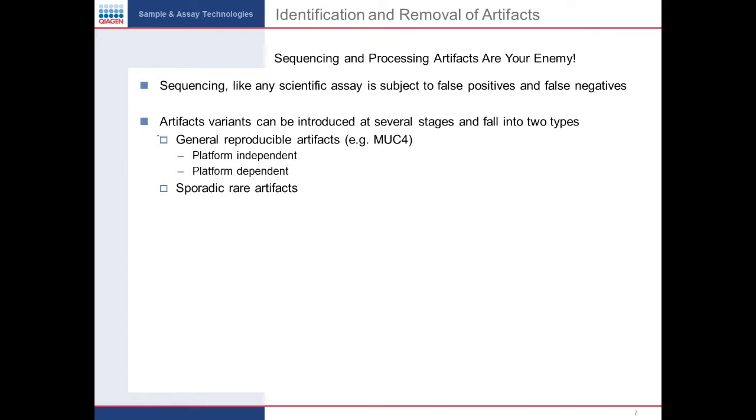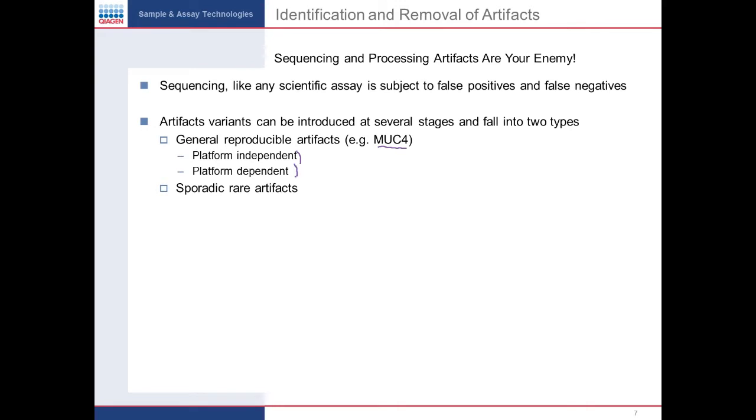Artifacts can be introduced at several stages. There's the library prep, there's PCR if you're not doing PCR free, there's the sequencing aspects of it, there's the aligning aspects of the sequences, there's the calling. There's just so many places, and in all of those places we can get artifacts. Some of those artifacts are reproducible, like MUC4. I see it all the time. It doesn't matter what platform you're using, doesn't matter how you're aligning those. MUC4 is in every single analysis I see.